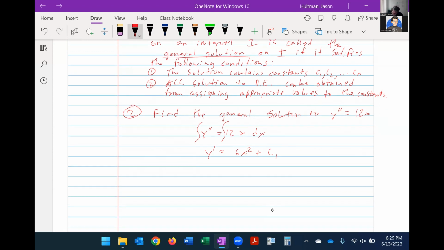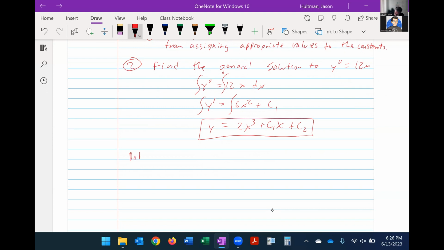If we do that again, we integrate both sides, we would get y is equal to x cubed over 3, so 6 over 3 is 2, 2x cubed plus C1 is a constant, but when I integrate the constant, it becomes C1x plus C2. And so this is a general solution. Now, if I wanted a particular solution or a unique solution or one of the curves of the family, I would pick values for C1 and C2 appropriately.